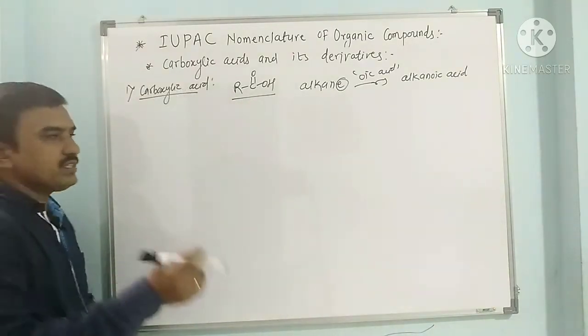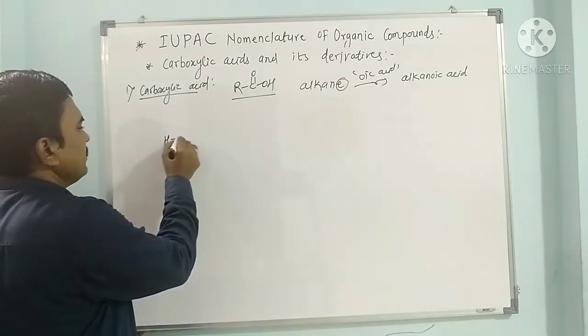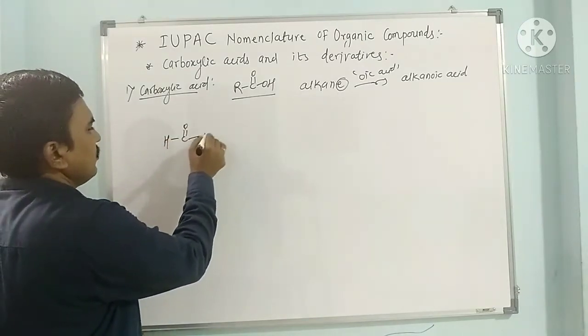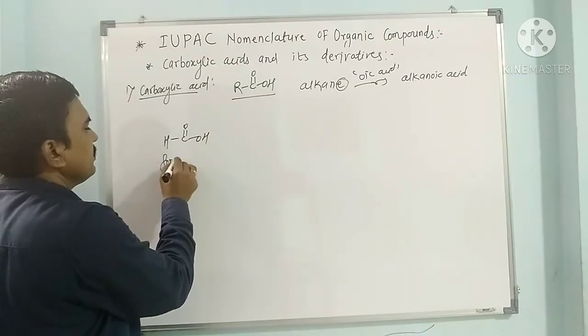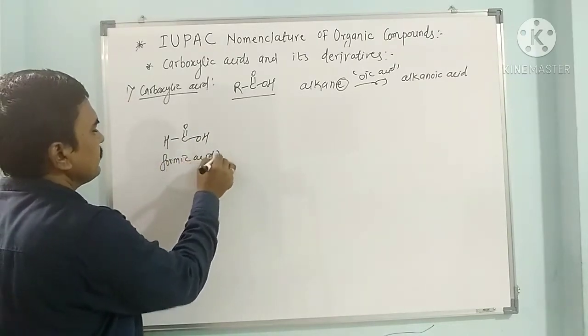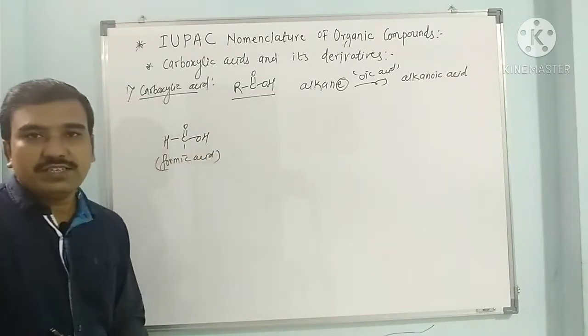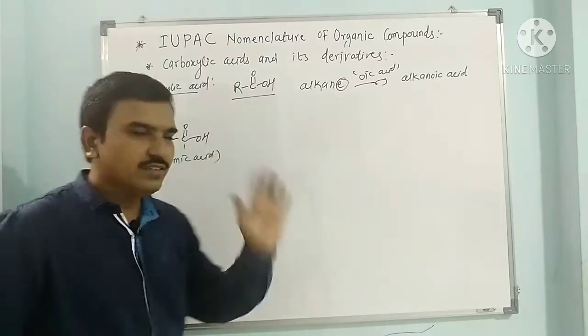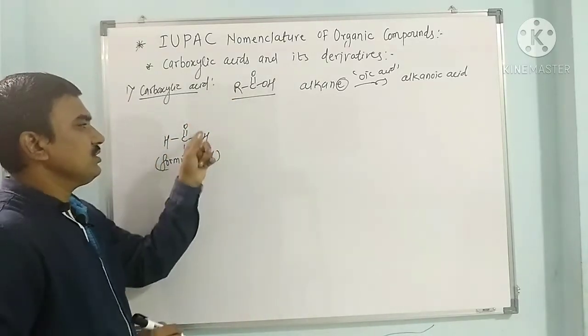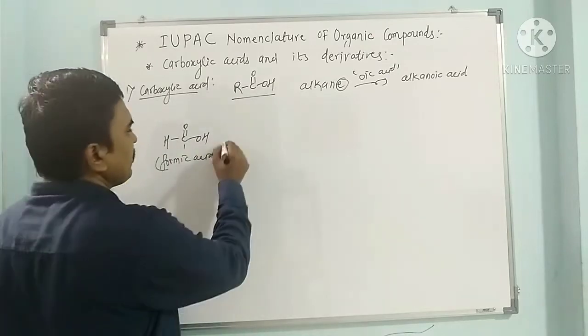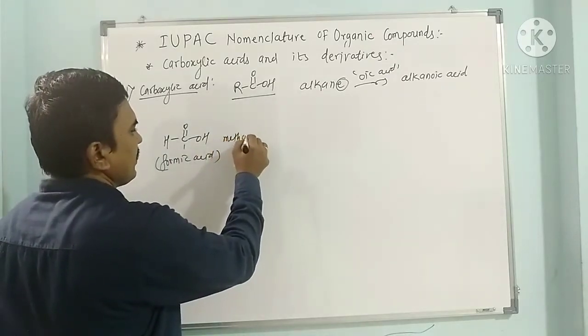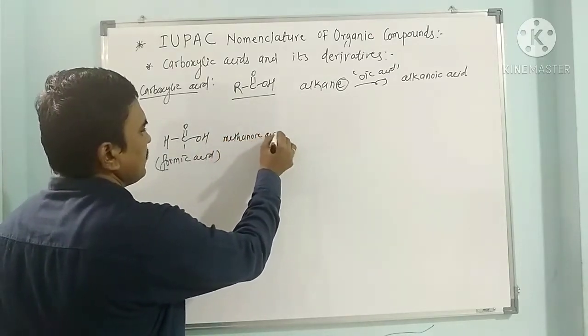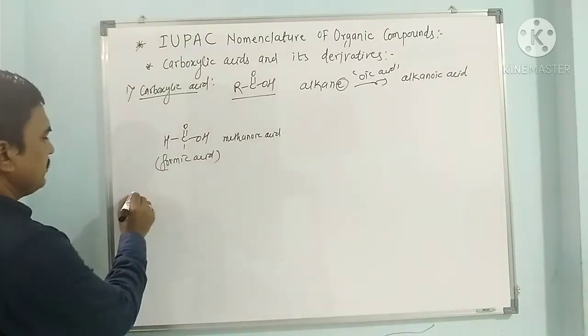Now here we have to see the simplest example, HCOOH. This is commonly called formic acid. Only one carbon is there. So one carbon means methane. This is a COOH containing compound. So it is methanoic acid.